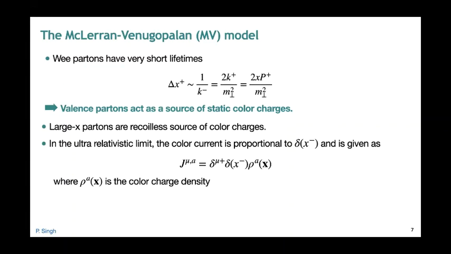They are given in terms of the color charge density, rho^a, where a is the color index. Since we are working in light cone coordinates, it's only the plus component which is enhanced by the Lorentz factor, and the other components are essentially zero. So the color current J^+ has a transverse dependence on this color charge density.